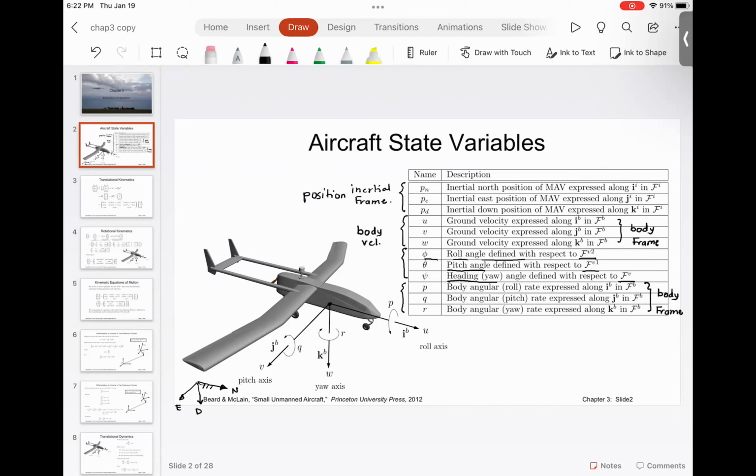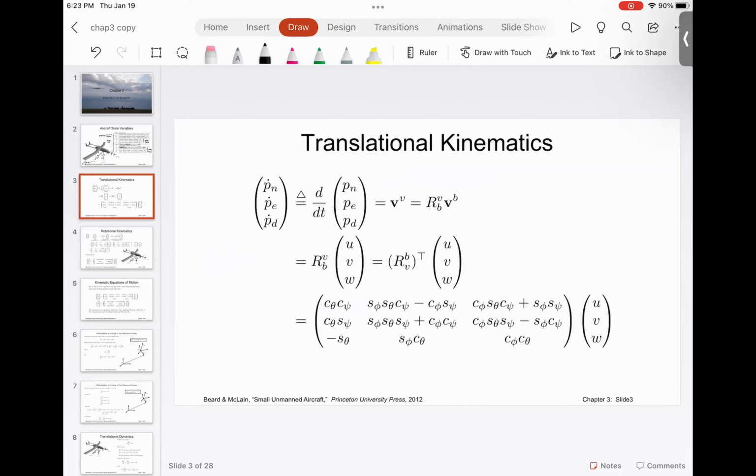But the problem here is the first 3 variables, which are the position variables, are defined with respect to the inertial frame. Body velocities and body rates are expressed in the body frame, and the attitude solution, roll, pitch, and yaw, that we have to calculate is with respect to their own rotation frame. Everyone understood this? That is something that I want you to remember.